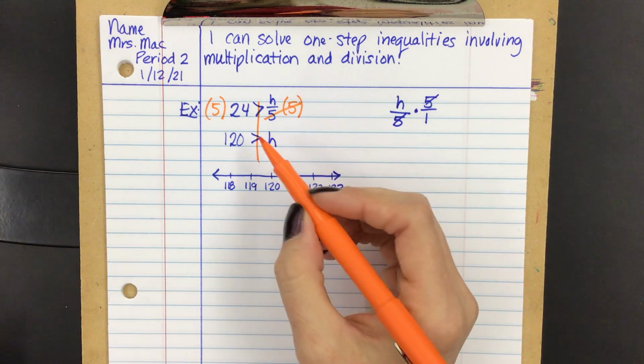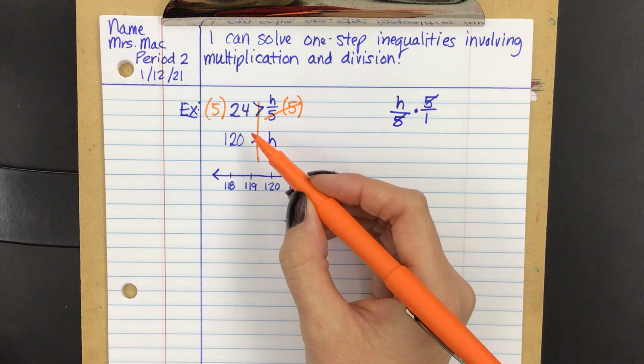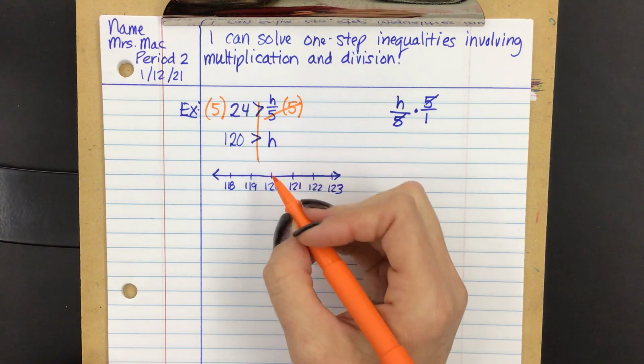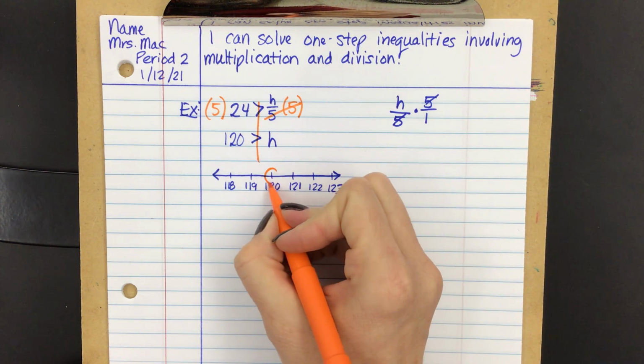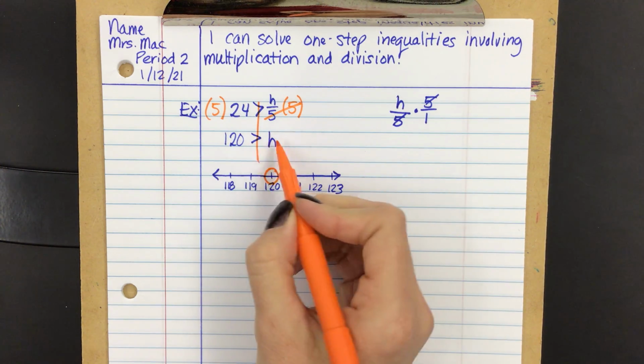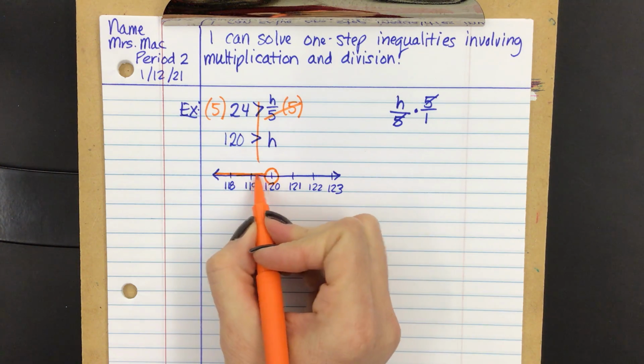For this, there is no equal sign underneath the symbol, so it's not greater than or equal to, it's just greater than. That means 120 is not one of the solutions. So we're going to do a hollow circle here, and h is less than 120, so we're going to shade everything that's less than 120.